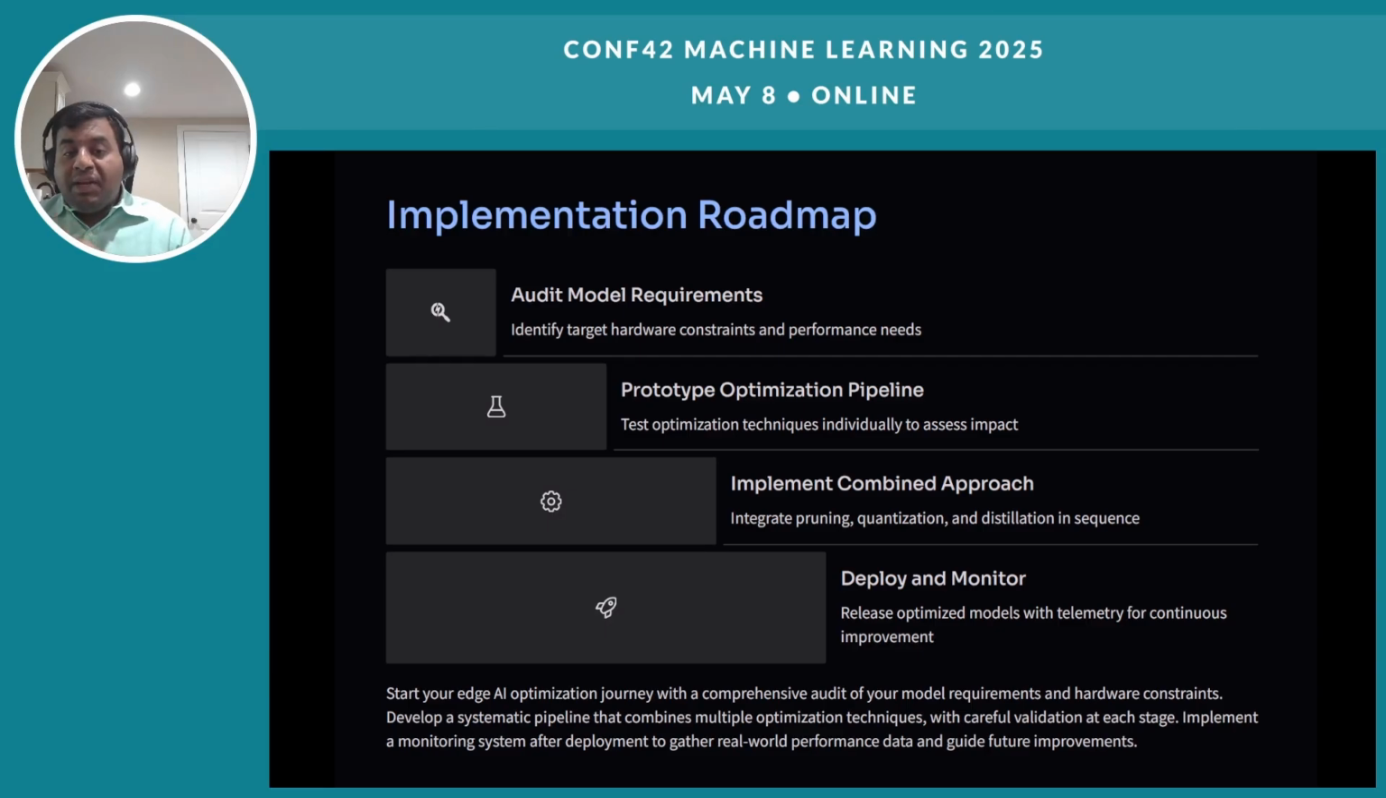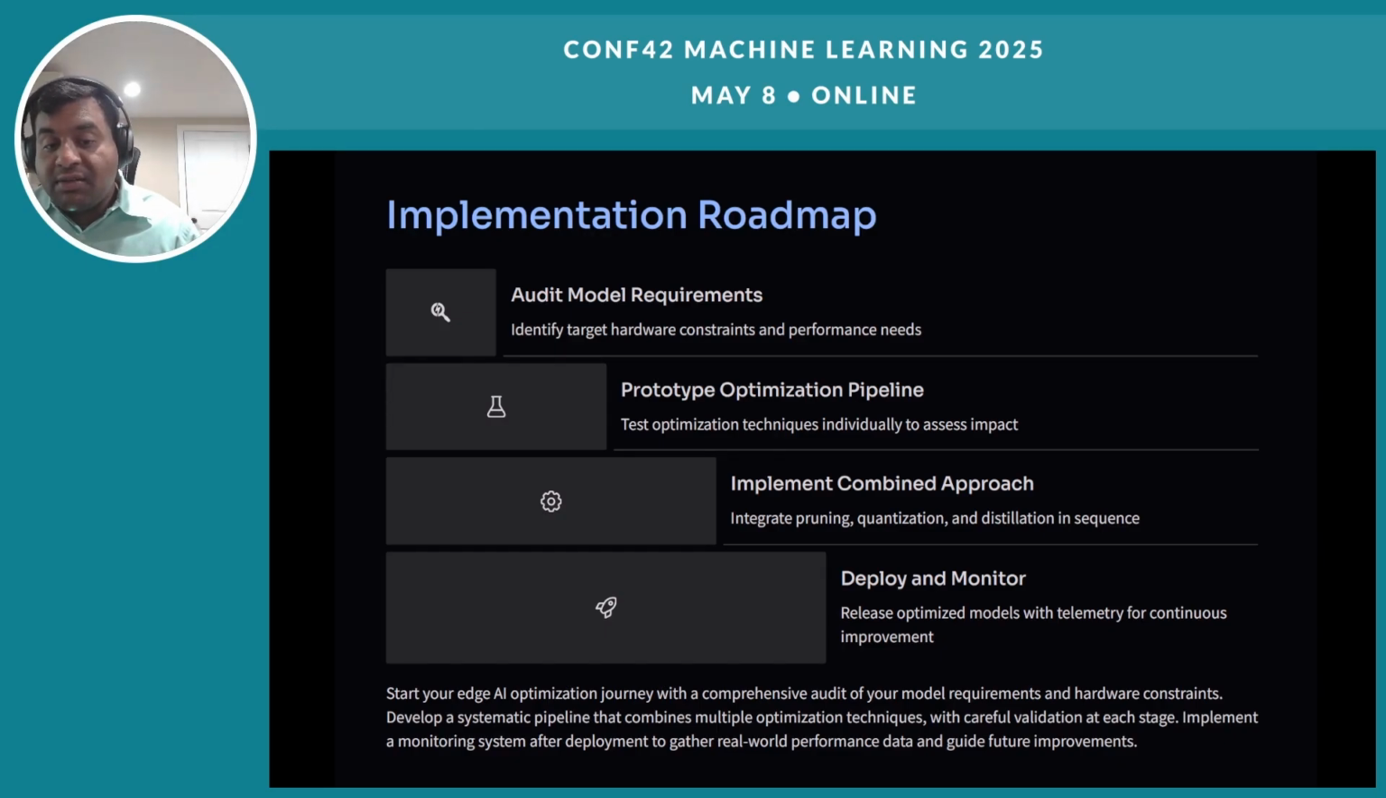Then finally, the implementation roadmap. What are the practical steps if we have to do this? First, audit model requirements. Understand the constraints and performance needs. And then prototype optimization pipelines. Test techniques individually first to see their impact and then implement the combined approach.